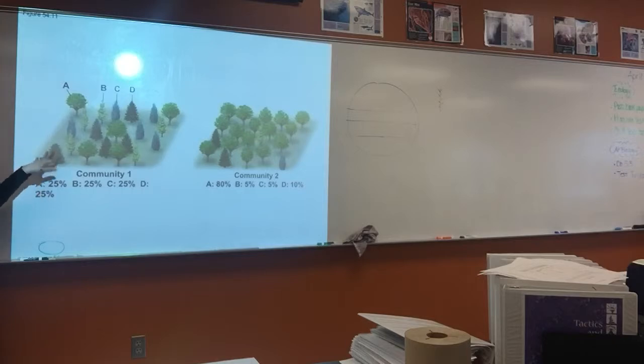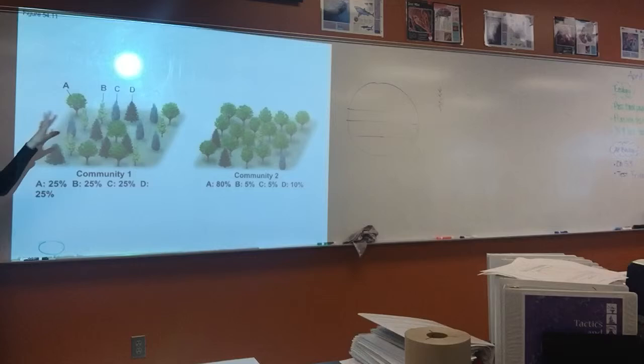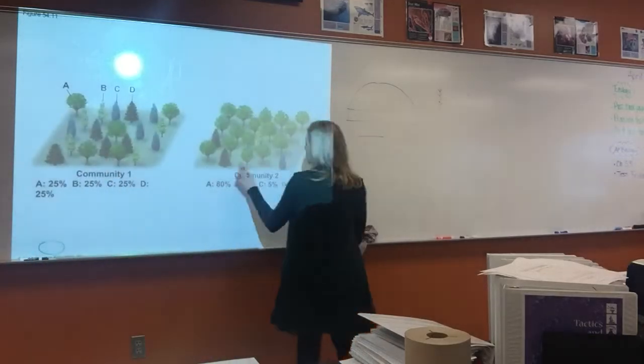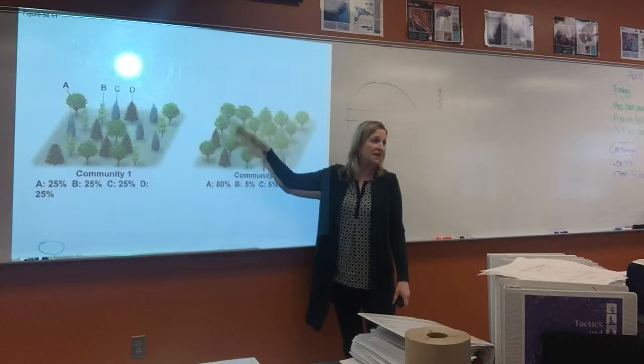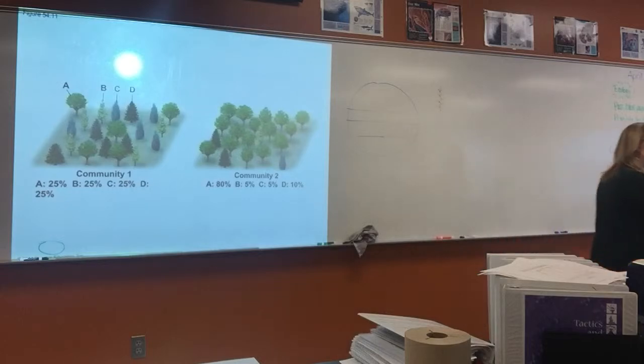Notice Community 1, they already did the calculations for you, but for relative abundance, you would count how many trees you have in the total community, count how many you have of species A, divide species A by the total number of trees, and you get 25%. Then they do the same thing for B, C, and D, so this community has equal proportions of all of these species, whereas Community 2 is predominantly species A. Yes, they have species B, C, and D, but they're very far and few between. And so that tells you that abundance tells you something about that community.